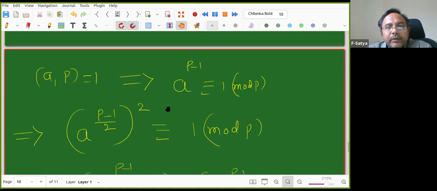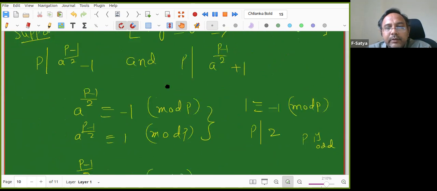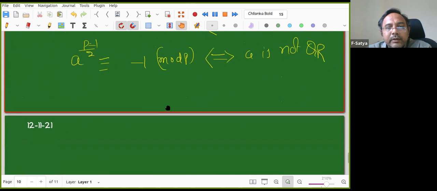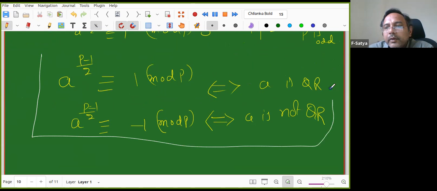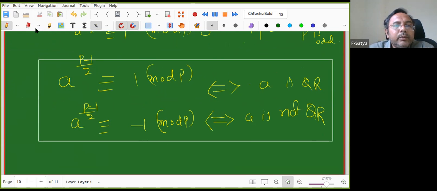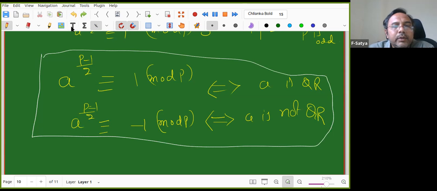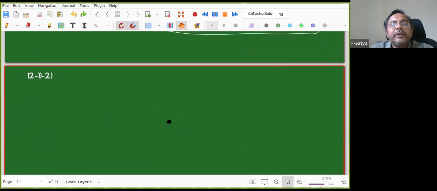Okay. So, and we computed the other case also, and finally, this is the final conclusion, right? If a power (p minus 1)/2 is congruent to 1 mod p, if and only if a is a quadratic residue; a power (p minus 1)/2 is minus 1 mod p, if and only if a is a quadratic non-residue. This is Euler's criterion. Any doubts till now?